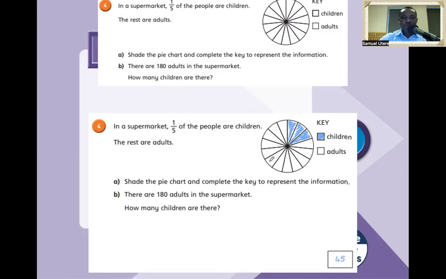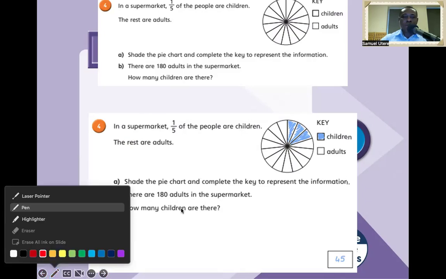Next, you ask, there are 180 adults in the supermarket. How many children are there? Well, here is the one where you use part of the information given to you in the pie chart to answer the other parts of the question.